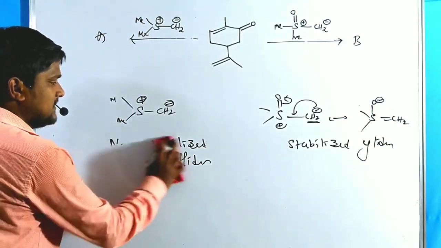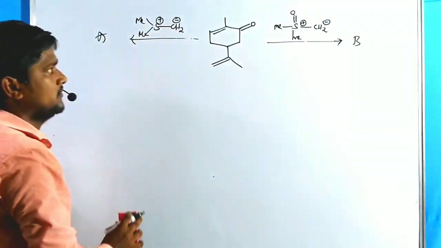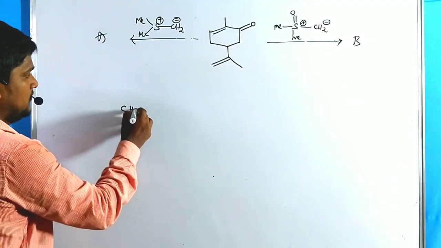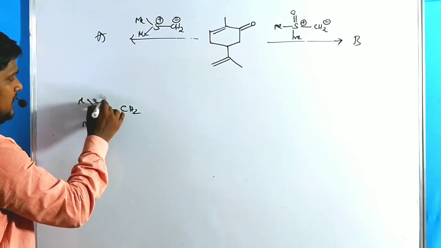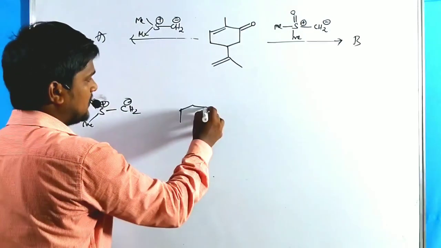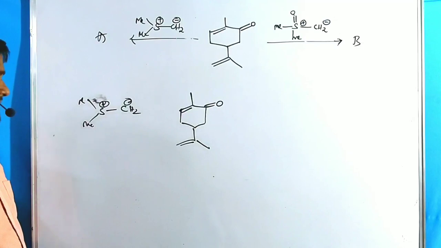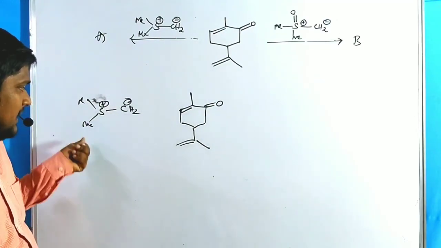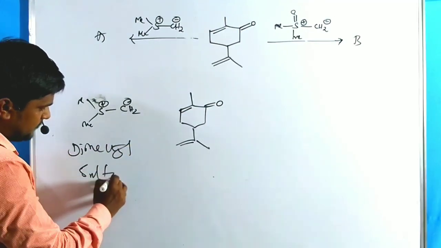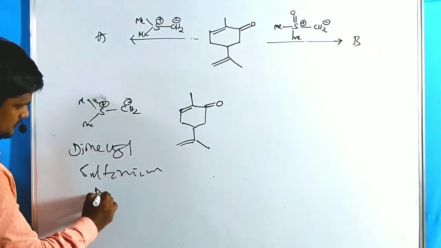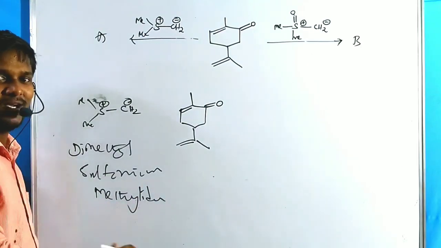Now let us discuss these two reactions with our alpha beta unsaturated compound. Here this is the dimethyl sulfonium, plus minus. So this is the compound. Now in this case we will use dimethylsulfonium methylide. Simply, that is called methylide.